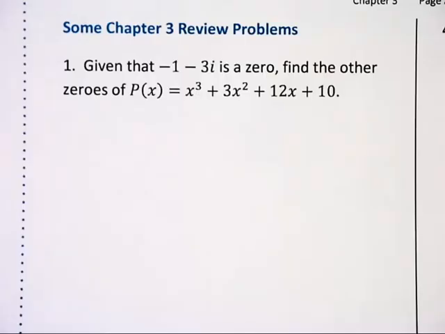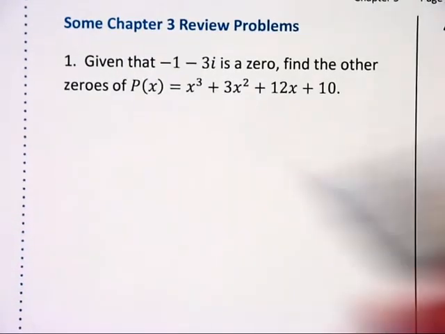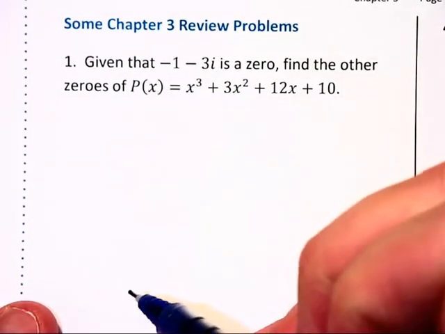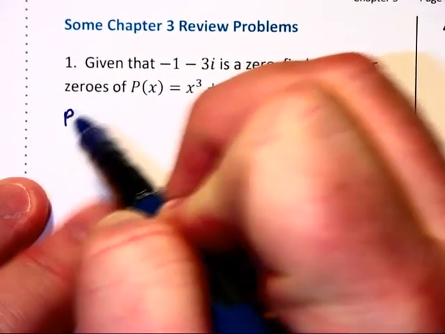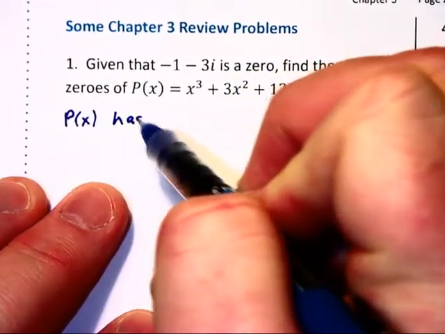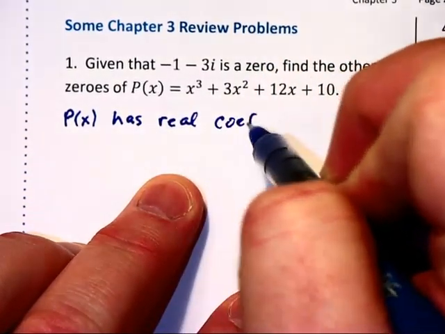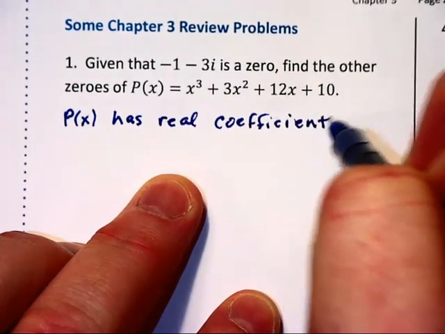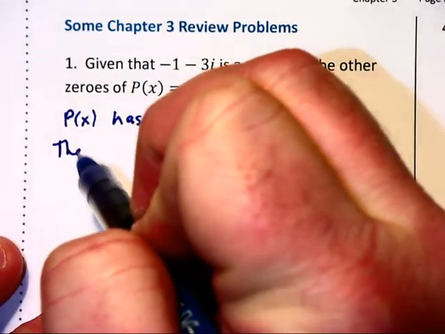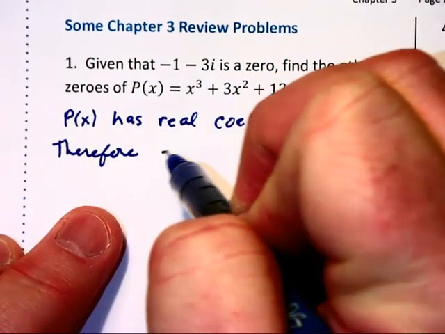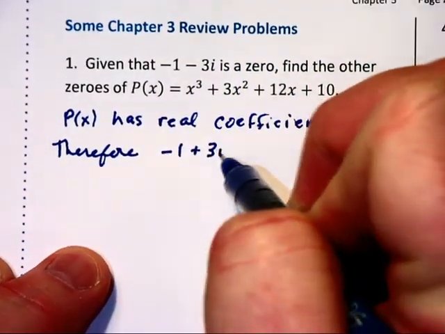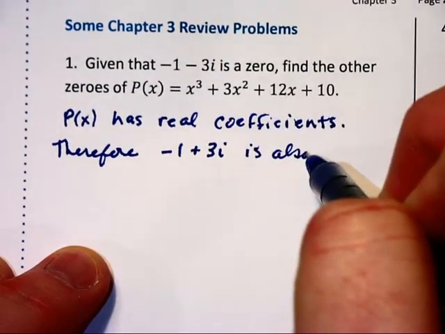Okay, we have some chapter review problems, and I want to remind you that this does not indicate that this is a full, complete review, but meant to be a review of some of the main concepts of the chapter. It says here that -1 minus 3i is a 0. Well, since p of x has real coefficients, that's one of the requirements. Therefore, -1 plus 3i is also a 0.